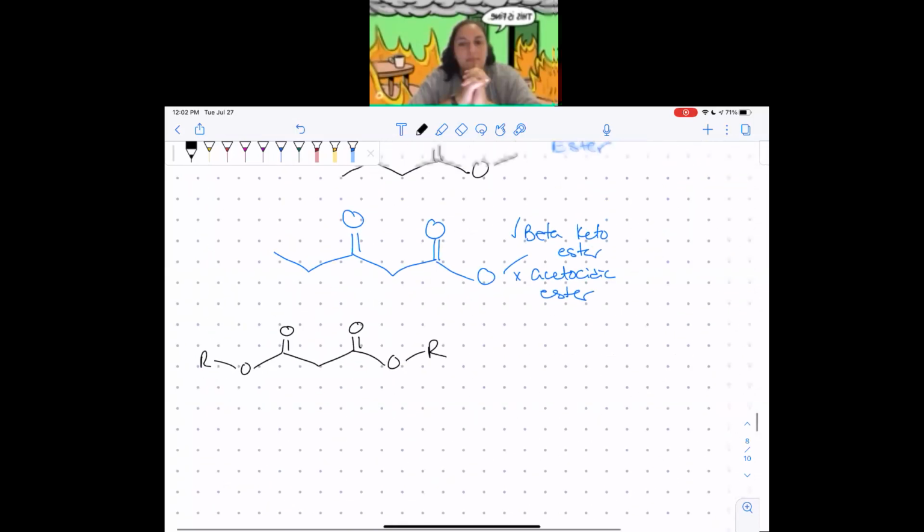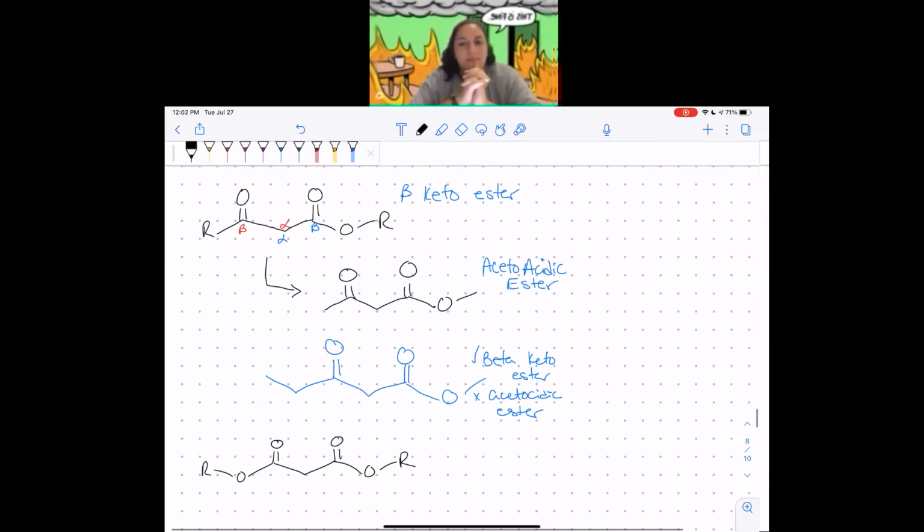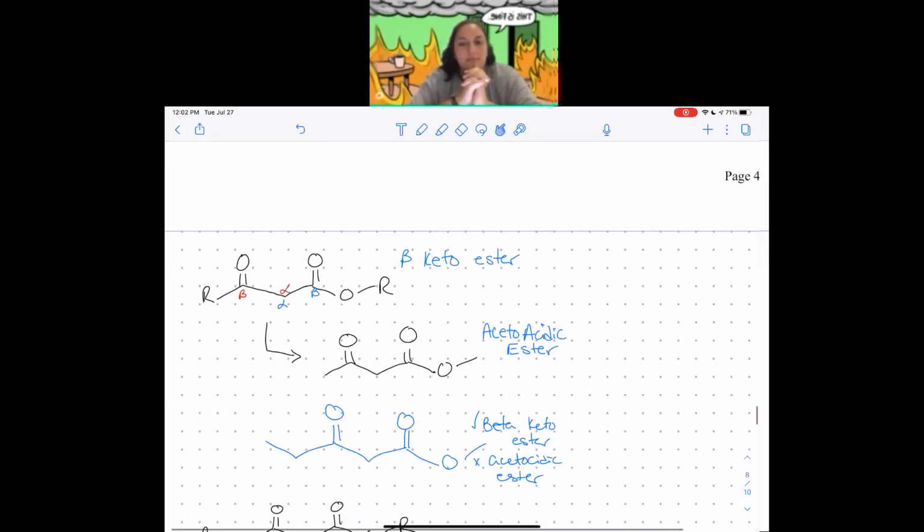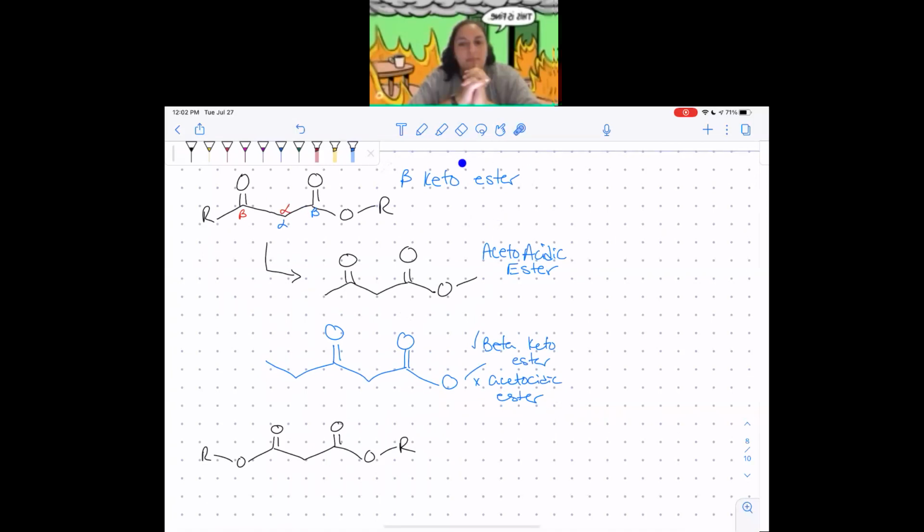Okay, so you know how we have shoes, right? A flip-flop is a shoe, but not every shoe is a flip-flop. So if I have a sneaker or a high heel, those are both shoes, but those are not flip-flops. So beta keto ester is the shoe umbrella, and this is a flip-flop. So this guy is a high heel. It's not a flip-flop, but it is a shoe.